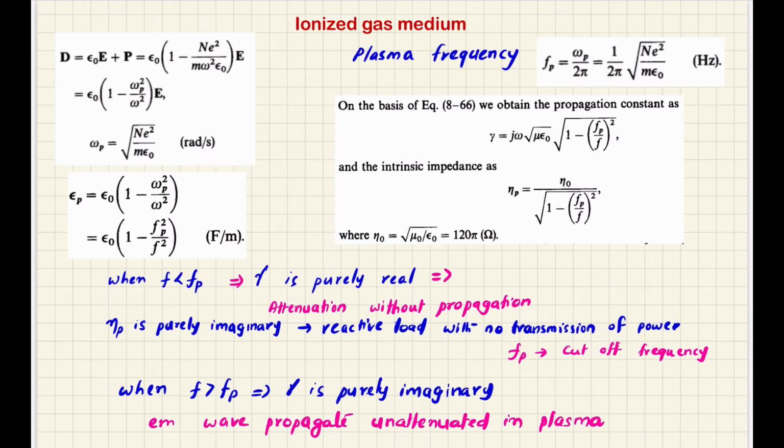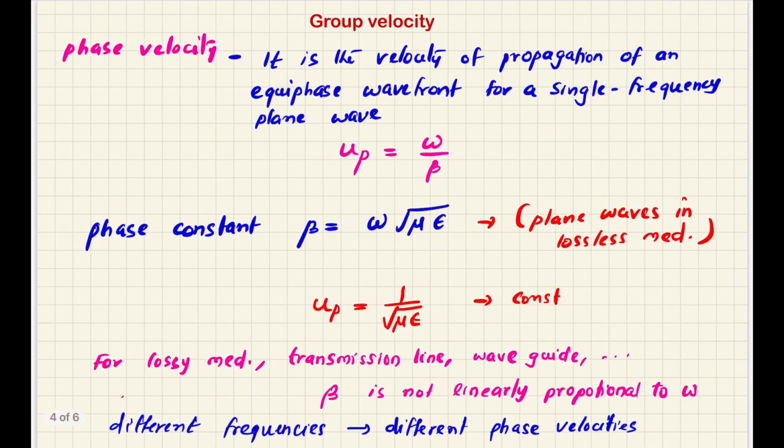Okay, so suppose frequency is greater than f_p, then you can say that gamma is purely imaginary. It has only an imaginary part. There is no attenuation part; the real part is not there. So you can say that the wave propagates unattenuated in the plasma. Okay, so this is all about the propagation of electromagnetic plane waves in the ionized gas medium.